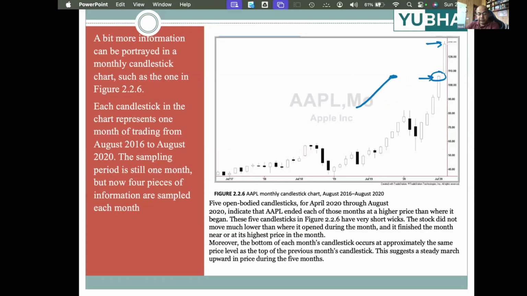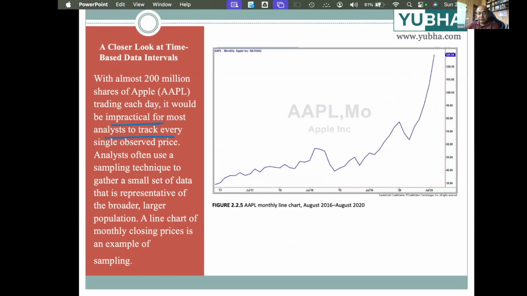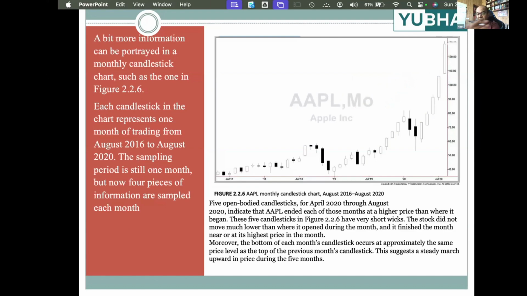So the difference between looking at a line chart, which is like this, versus a candlestick chart, the same thing can also be done with the bar chart, is that you get more pieces of information in the bar chart compared to a line chart. And that is why you're able to make more inferences when you're using a candlestick or a bar chart compared to a line chart, because you have fewer information points in a line chart.